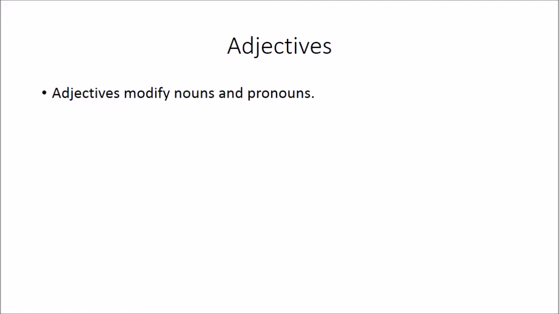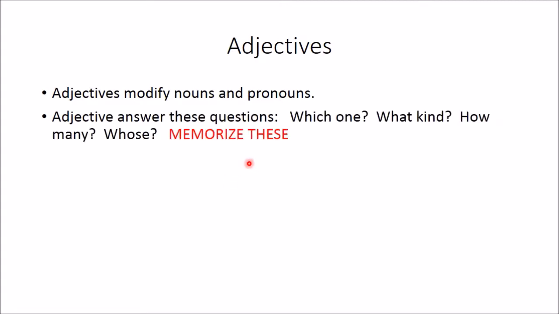Nouns, again, you have people, places, things, or ideas. And pronouns just take the place of nouns. So adjectives only describe people, places, things, or ideas. Adjectives only describe nouns or the pronouns that replace them. The questions that you can ask to test if the word is an adjective are questions like which one, what kind, how many, and whose.